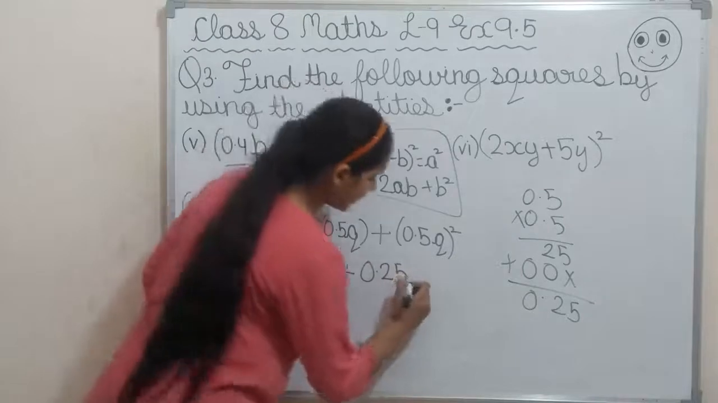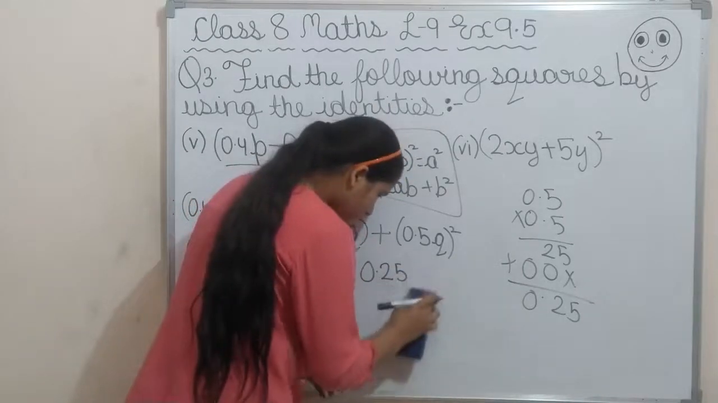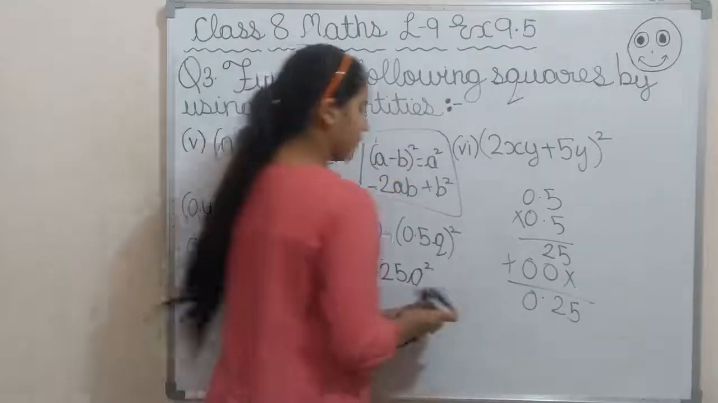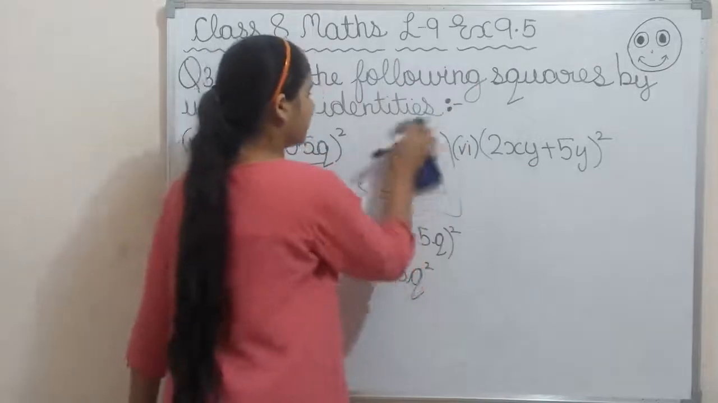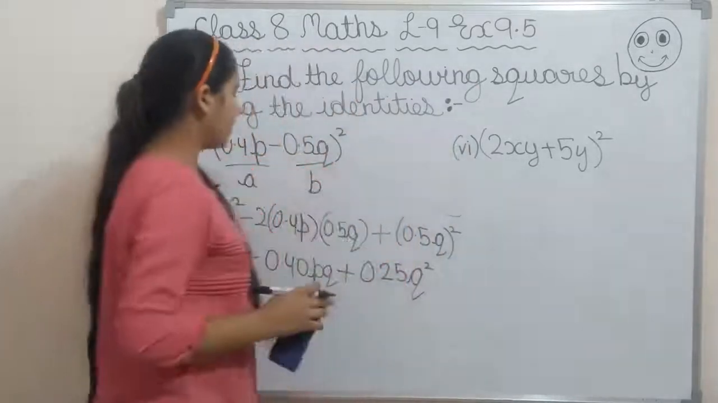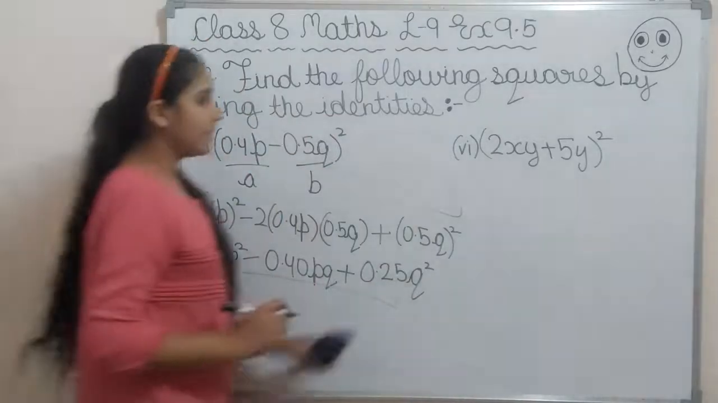0.25, this q as it is, and square also as it is. Okay, so this is the answer. I will drop this identity also. Okay, so this is the answer of this 5th part. And let's move to 6th one.